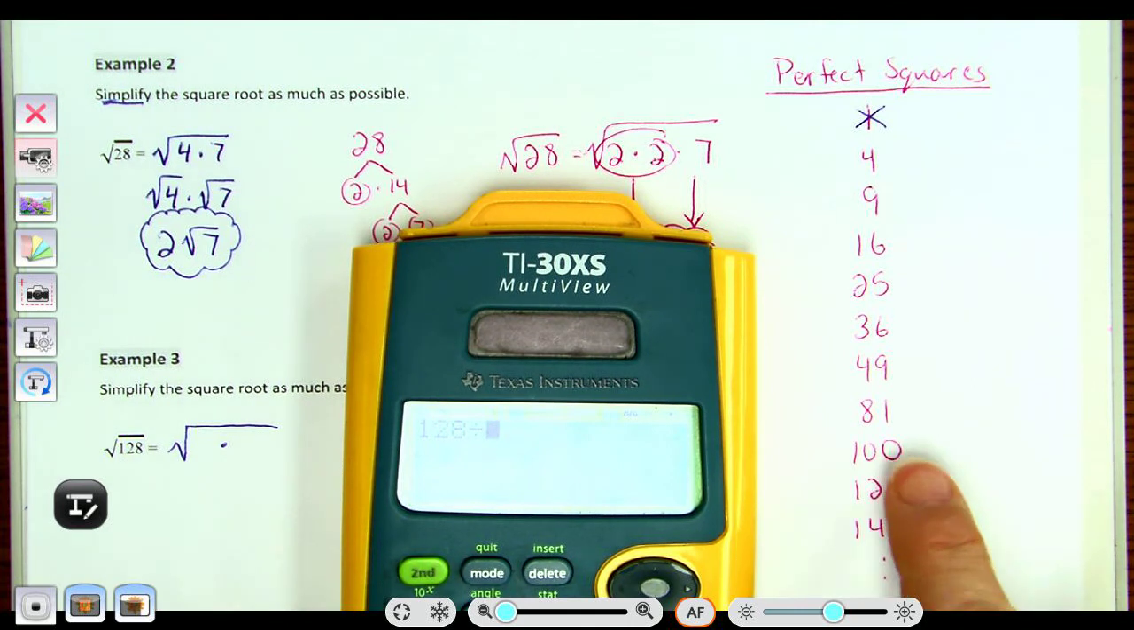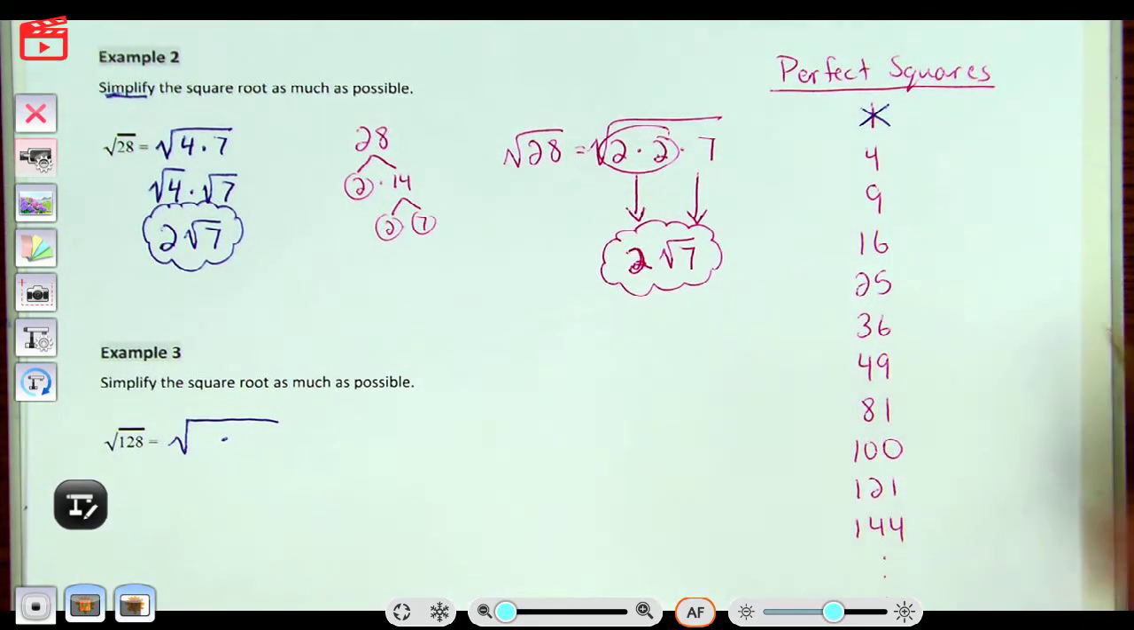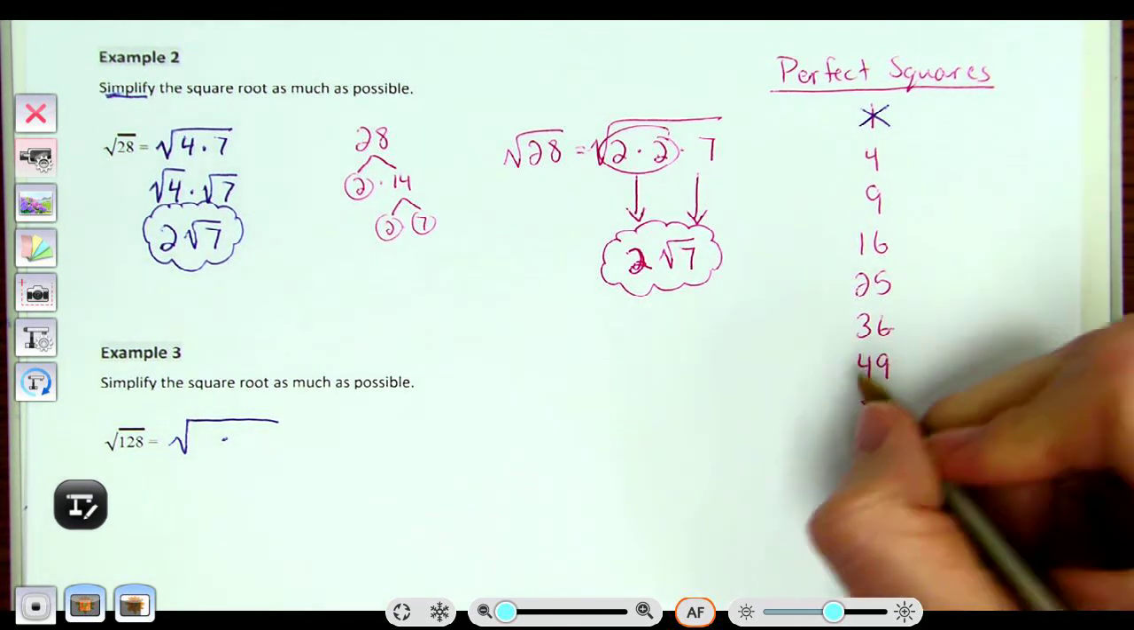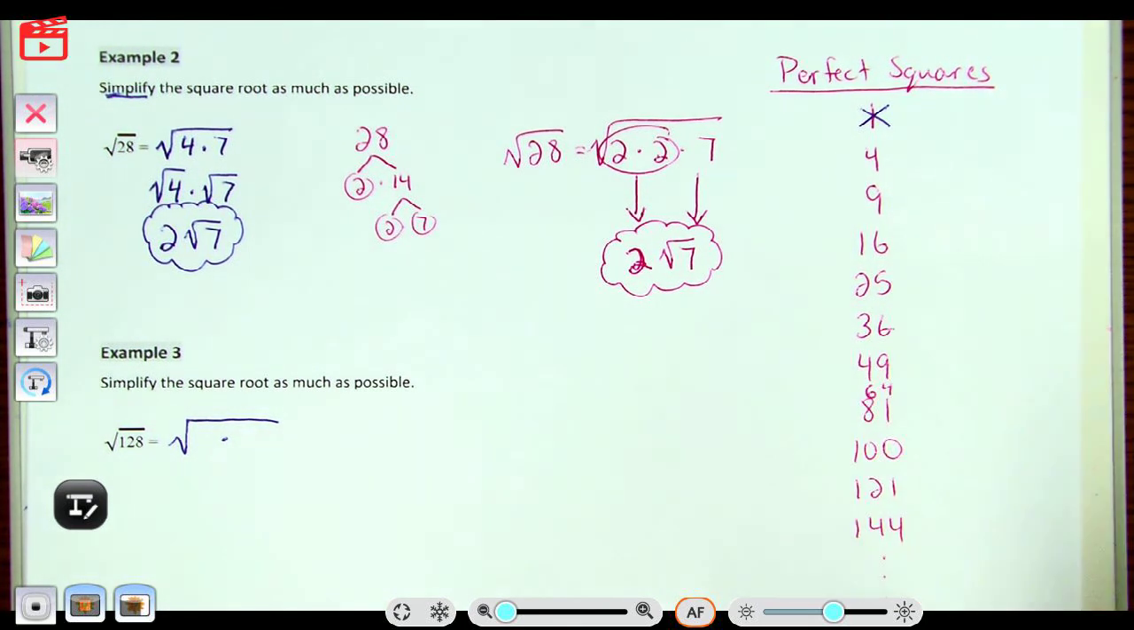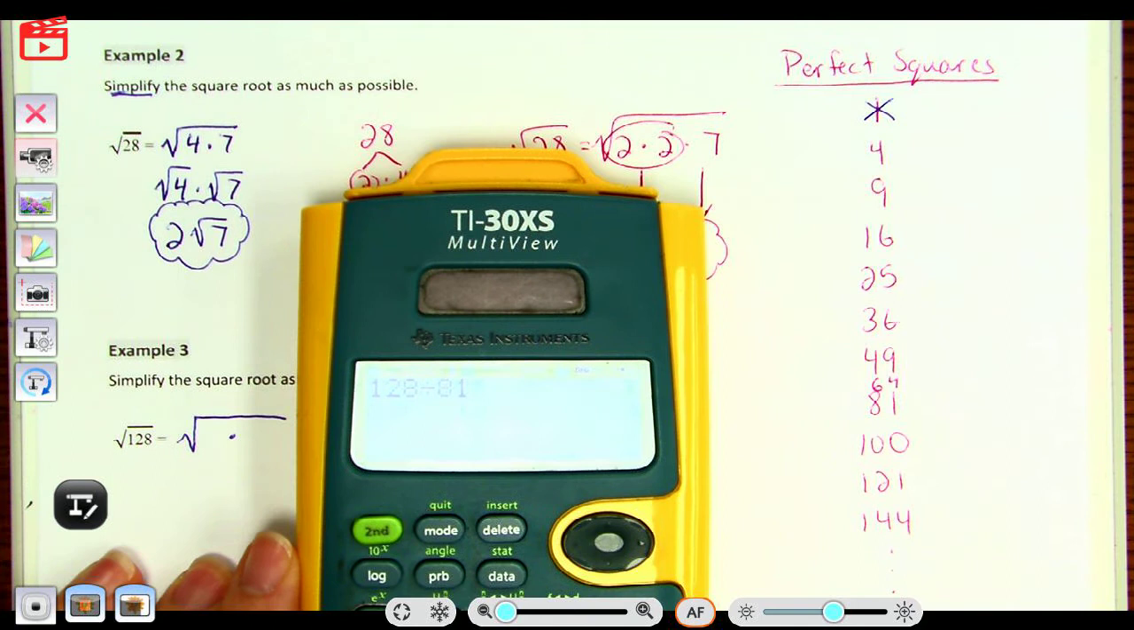No, I missed a perfect square over here, didn't I? I hope you guys caught that. 6 times 6 is 36. 7 times 7 is 49. 8 times 8 is 64. I'm so sorry about that. And 9 times 9 is 81. I'm sure you caught me. So if I divide this by 81, I get a decimal.